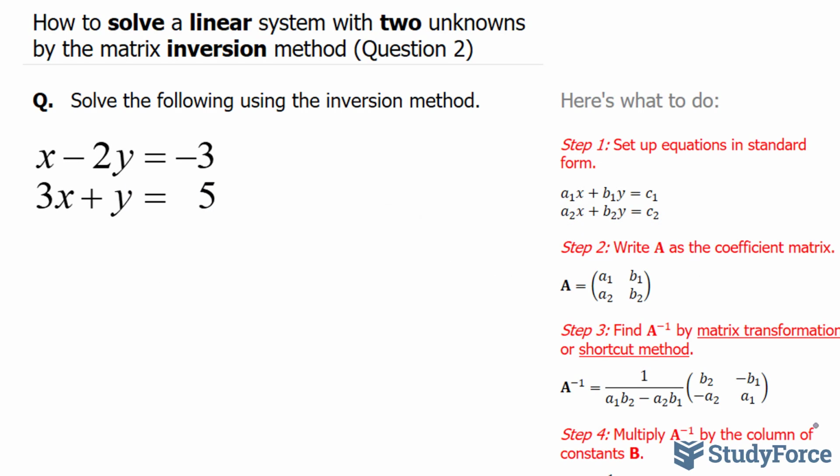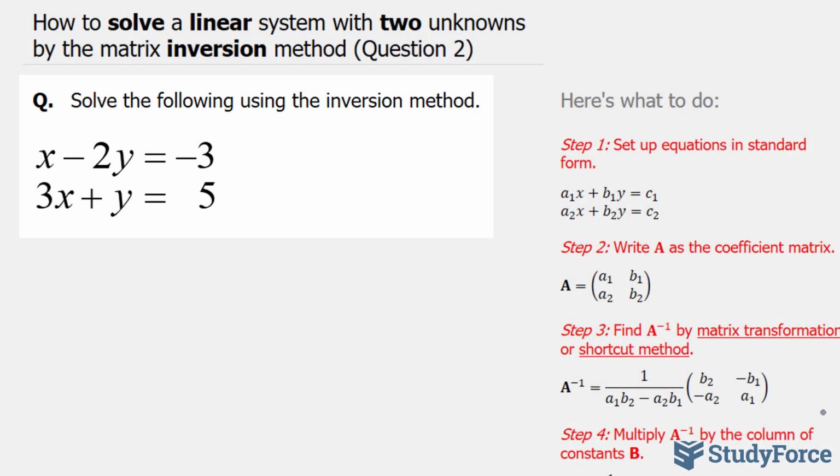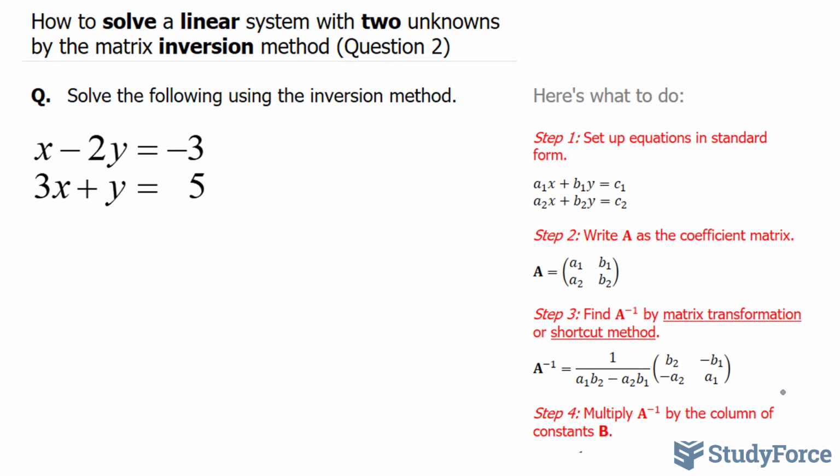In this video, I'll show you how to solve a linear system with two unknowns by the matrix inversion method. This is question 2. The question reads, solve the following using the inversion method. And the two linear equations we have are x minus 2y is equal to -3 and 3x plus y is equal to 5. To do this, I've outlined 4 simple steps which we will follow exactly.